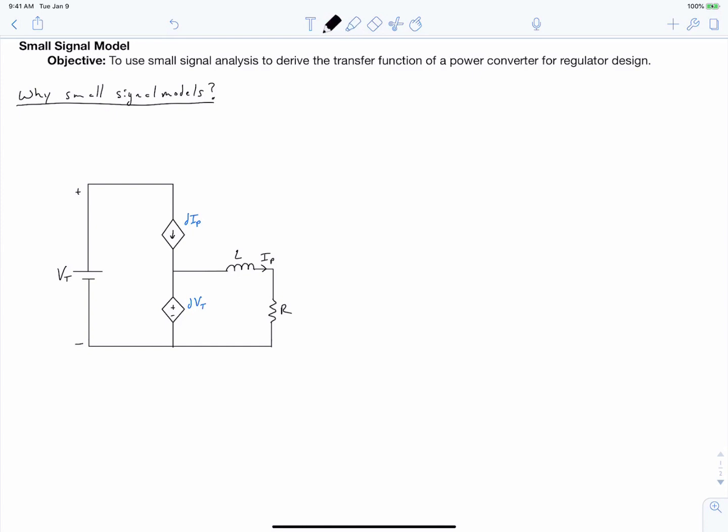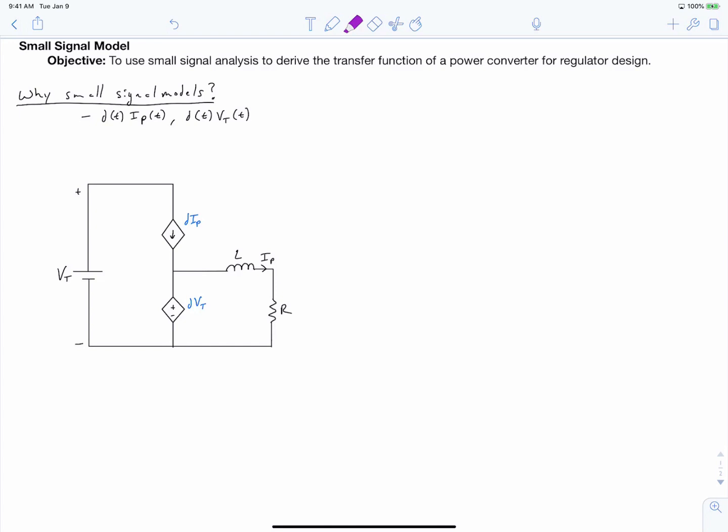Well, the answer is that if you're considering purely static situations for your duty cycle, so if D is constant, you don't need to worry about a small signal model because your converter is linear. However, in dynamics, you have D as a function of time, so your duty ratio is a function of time, and so are your pole current and your throw voltage. And this creates nonlinearity in our system.